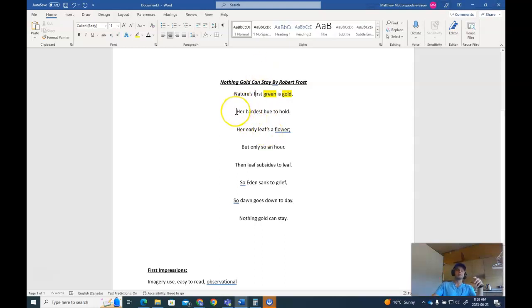Then he goes into some consonants. Her hardest hue to hold. We won't get into why Frost might have used the H sounds. We just simply don't have time. You don't care to listen to that. But basically, putting the soft consonants aside, what we end up seeing is that Frost says nature's first green is gold, first bloom is perfection, but very difficult to maintain. So there's this fleeting nature that's made right off the bat.